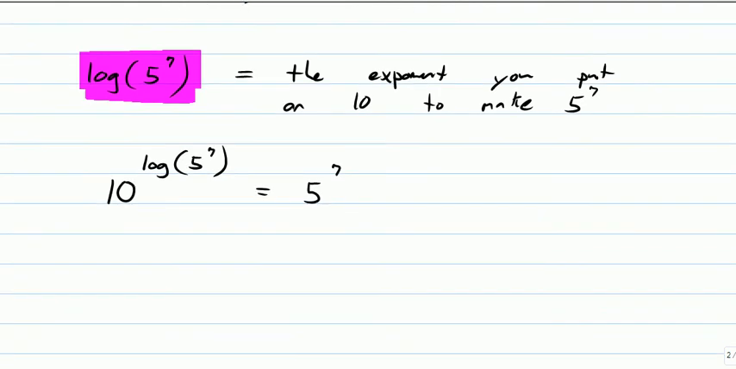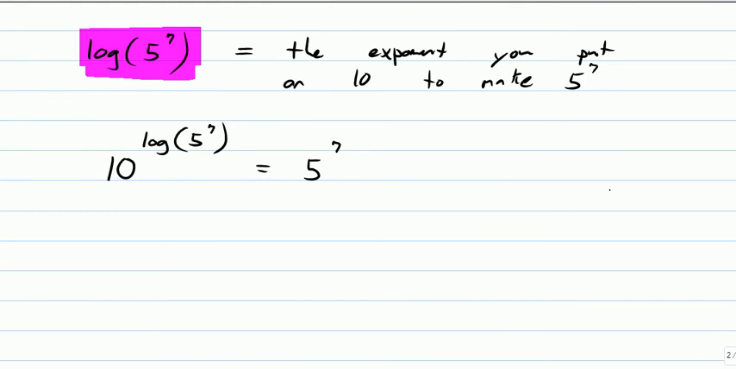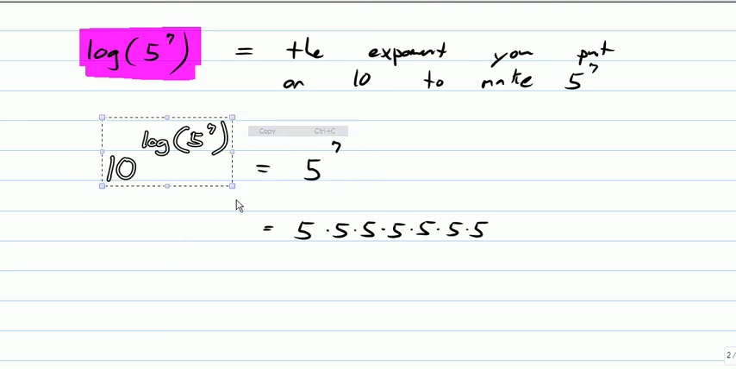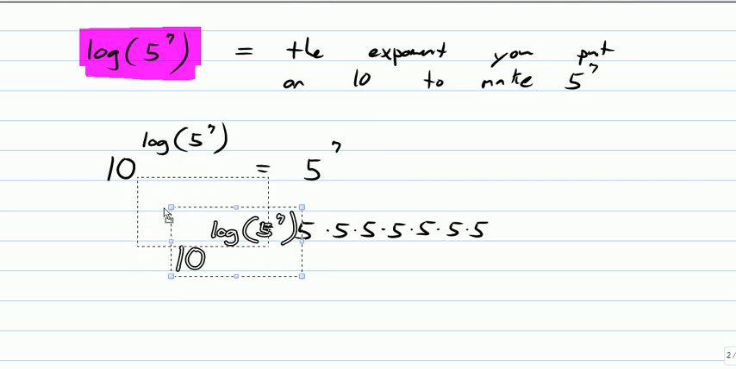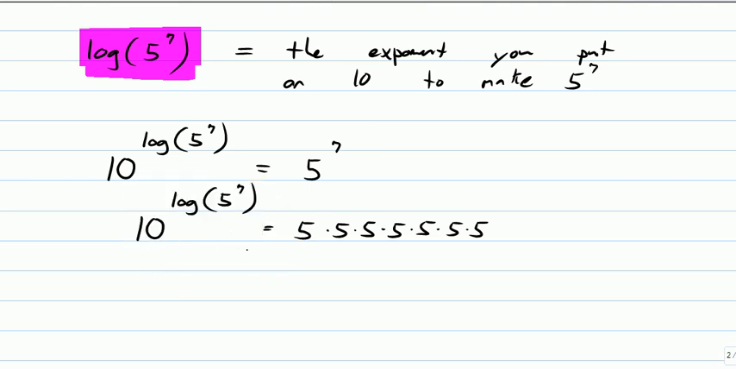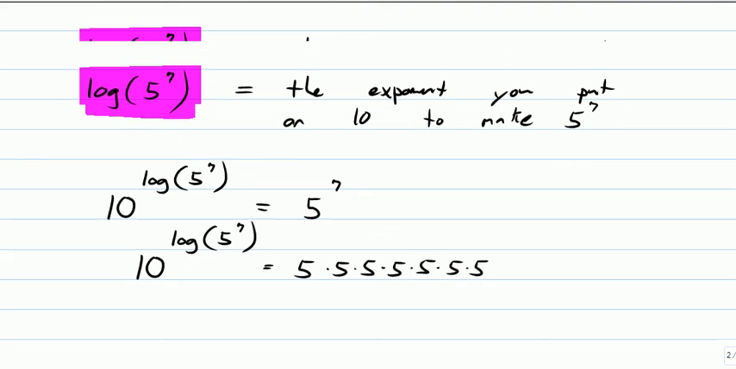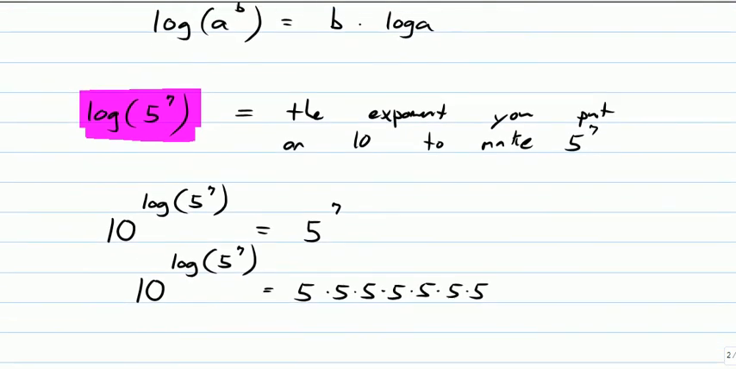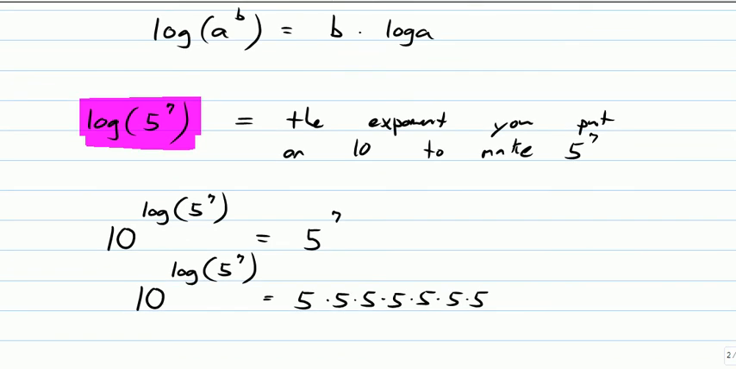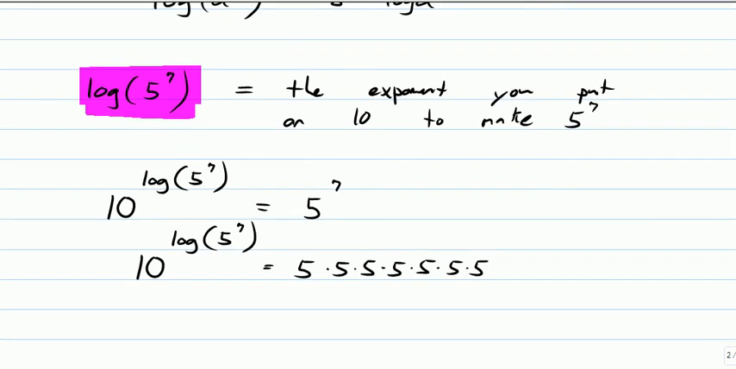Now, 5 to the 7th can be rewritten. Maybe I should have picked a number smaller than 7, but here we go. 5 times 5 times 5, 4, 5, 6, 7. I'll try to work smarter, not harder. Okay, we're not there yet. I had to go back. What am I trying to prove? I know we're not doing a formal proof because I did it here with 5 to the 7th, but I think there'll still be some power in it.